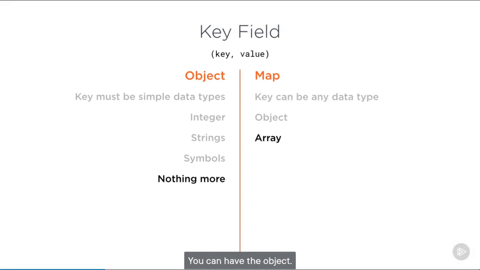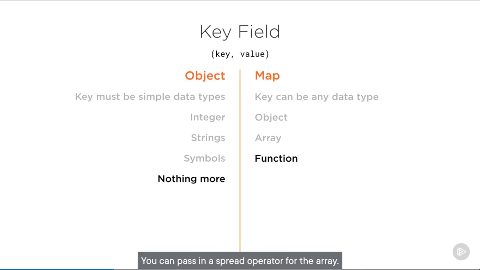You can have the object, you can have arrays, you can have functions, you can pass in a spread operator for the array. Really, that is some of the differences, if you're wanting to work with more than those simple data types as a key.